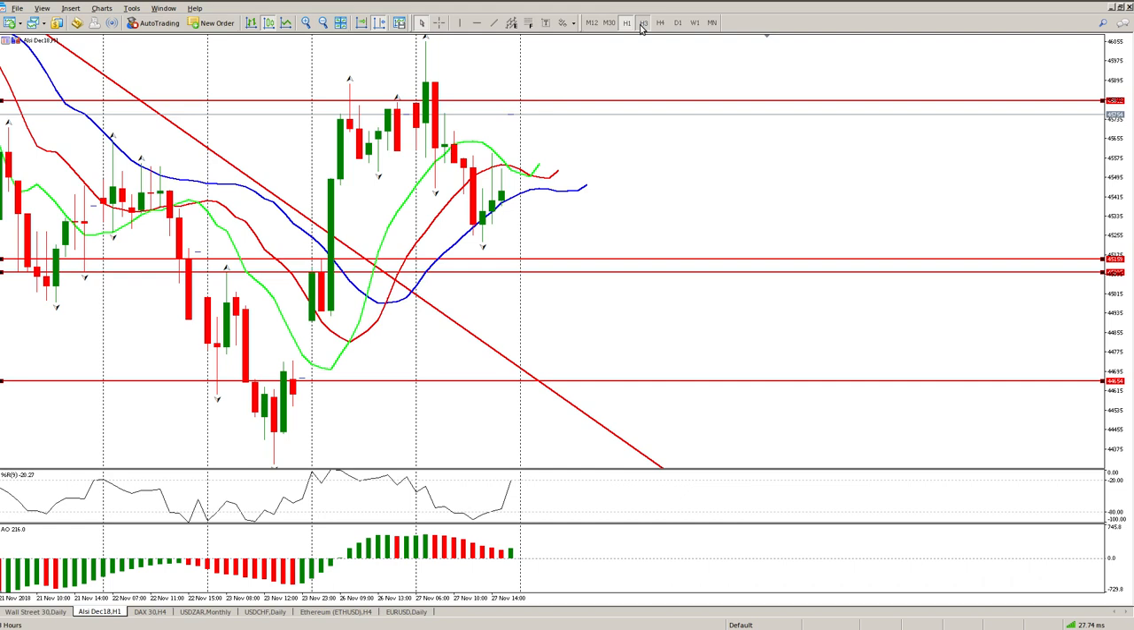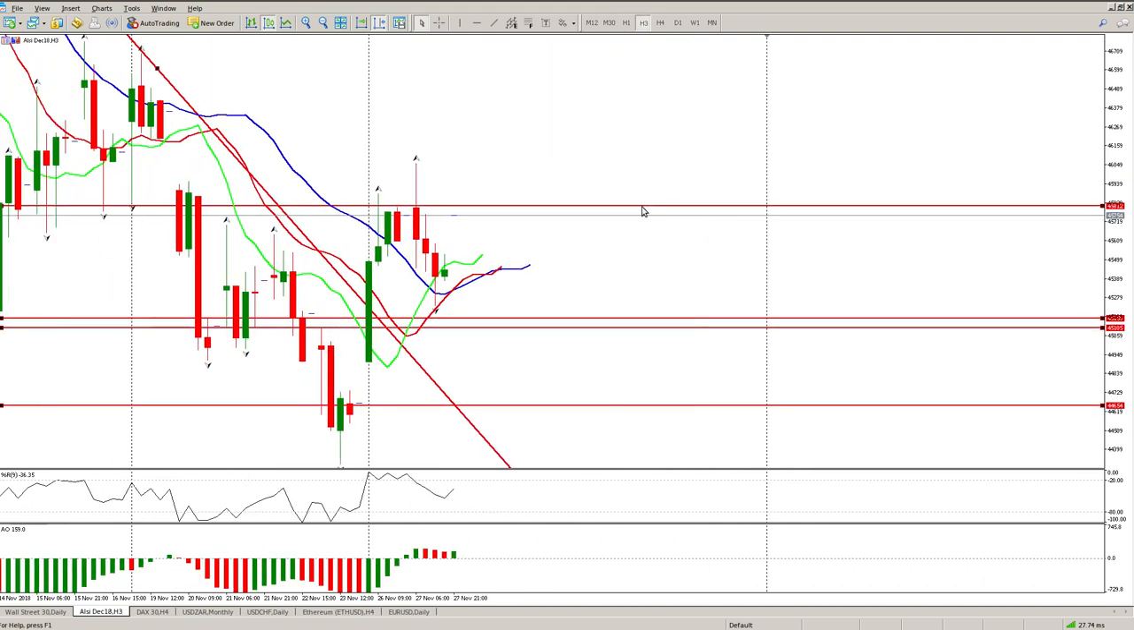If we do, I'm just going to pick the 3 hour here. Now, the 3 hour gives me a completely different picture. It is telling me that we've broken through the alligator. The alligator is starting to point up. The future of the alligator here is pointing up. The awesome oscillator is above the zero. So I should be looking for fractional breaks to the upside to start looking for longs.